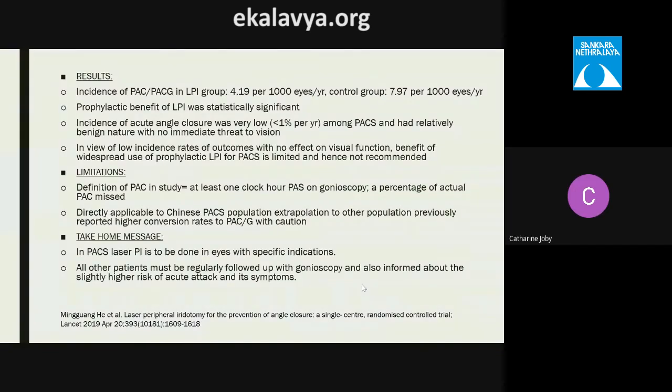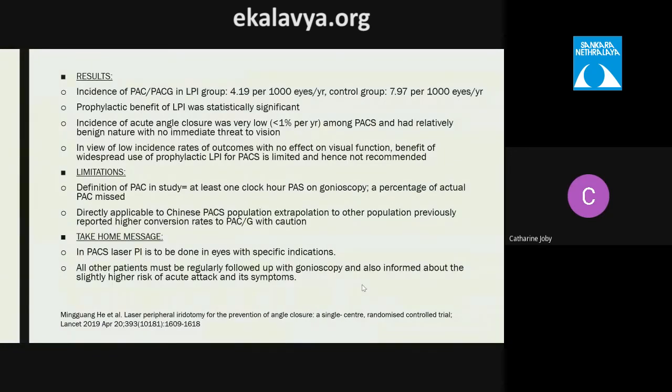The incidence of acute angle closure was very low. It was less than 1% per year among the primary angle closure suspects and had a relatively benign nature with no immediate threat to the patient. In view of low incidence rates of outcomes with no effect on visual function, the benefit of widespread use of prophylactic laser peripheral iridotomy for PACS is limited and hence not recommended.